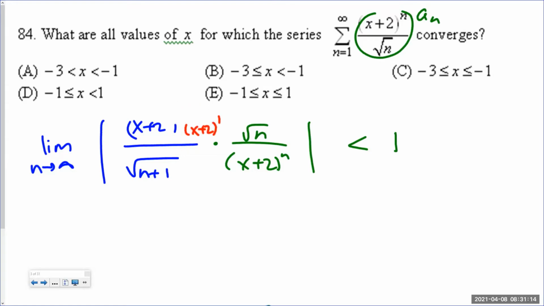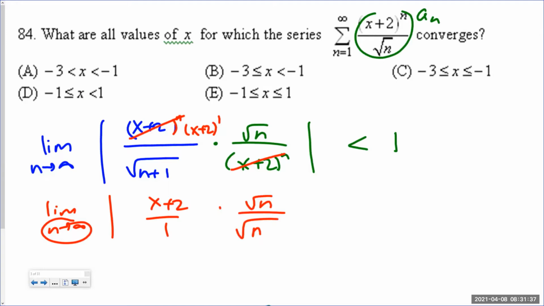All right, so what I have here is x plus 2 raised to the n times x plus 2. Then what I try to do is cancel things out as much as possible. So what I get is the limit as n goes to infinity of absolute value of x plus 2 times the square root of n over the square root of n plus 1, and I'm going to move all my n's together because I have to take the limit anyway as n goes to infinity. Then guys, the x is unaffected by the limit.